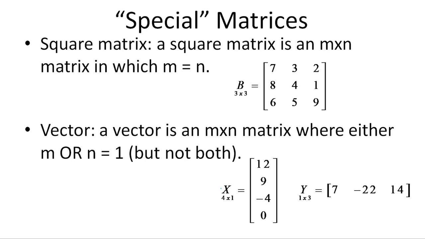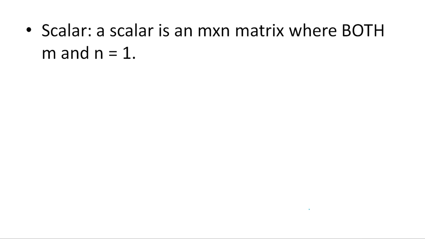So it is considered to be a vector because it has only 1 column and several rows. And matrix Y is also a vector because it has 1 row and 3 columns. But if you have 1 row and 1 column, that is not a vector. That's a different kind of matrix that we will see shortly. So we have a scalar. A scalar is an m by n matrix where both m and n are 1.